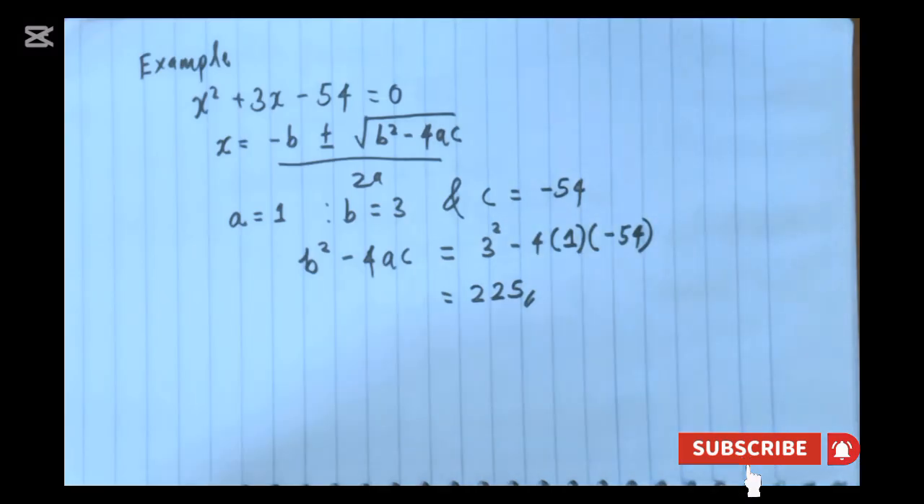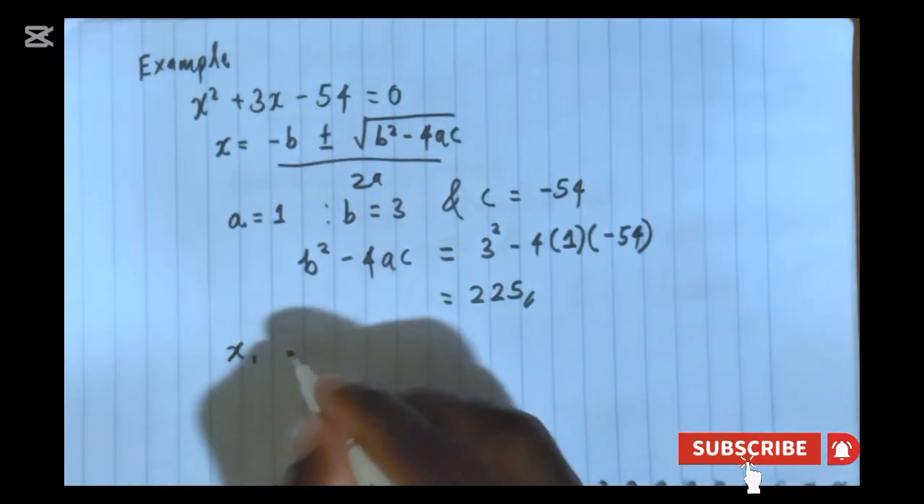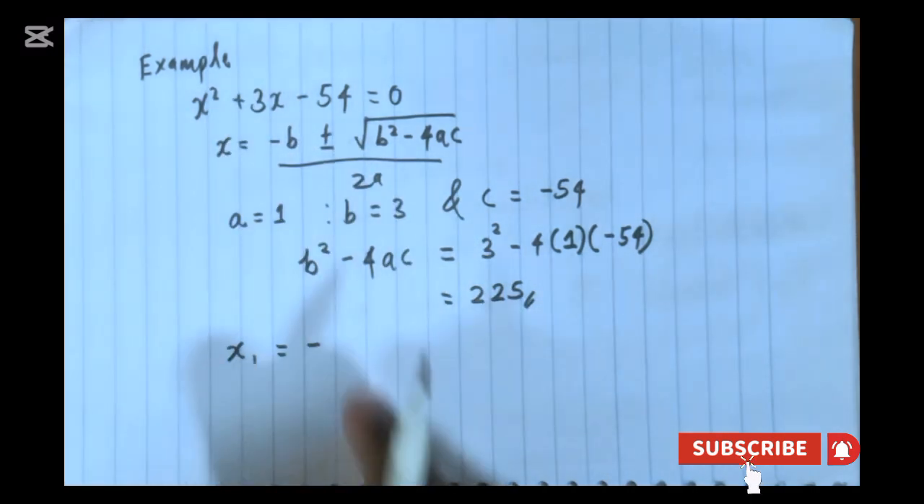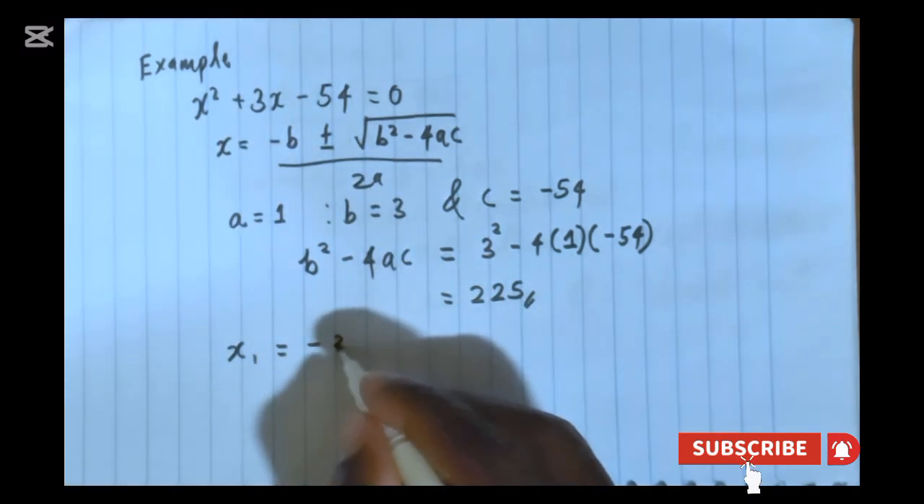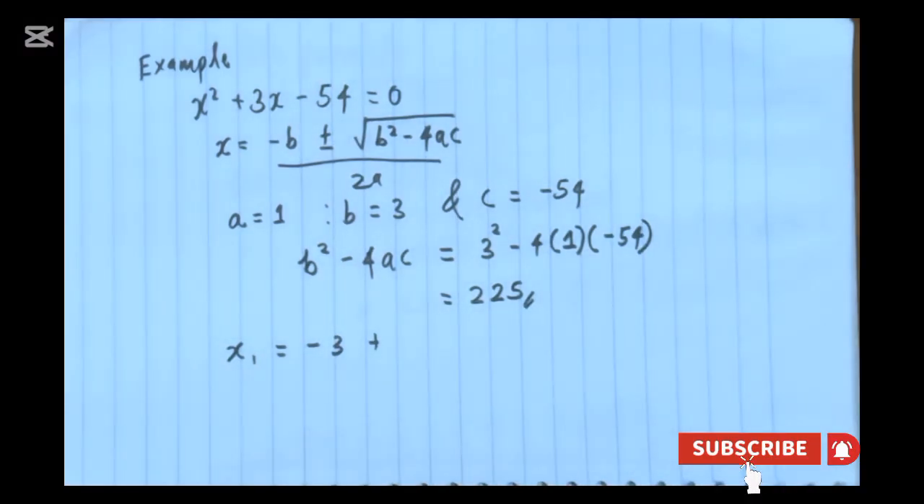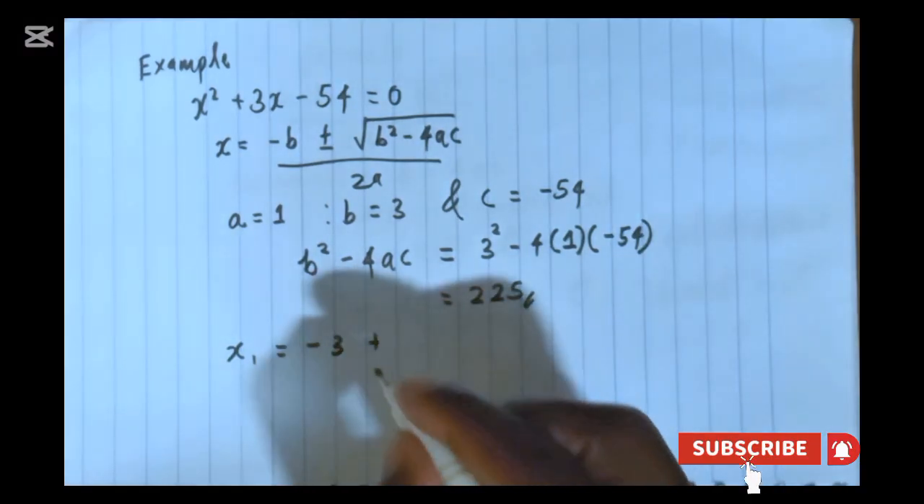Okay, so our discriminant is a value greater than 0, so we expect that the roots will be real, and other than being real, the roots will also be distinct and unique to each other. So why don't we find the value of x1? x1 will be negative b. In this particular case, b was equal to 3, so it will be negative 3, plus or minus. For x1 we're going to take plus.